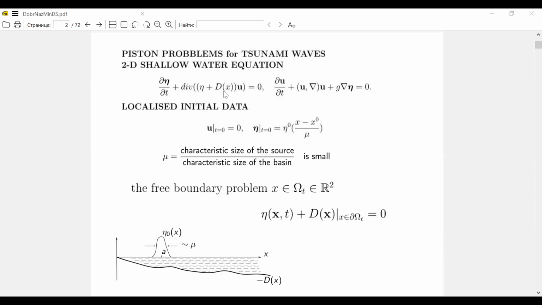So there are many applications of this equation. The first application is the tsunami wave, and in the mathematical sense, with some approximation, it could be considered like the Cauchy problem with localized initial data. This is such a function. And then we have a small parameter in this problem, and then we can use the asymptotic solution in this situation. So the small parameter is just the ratio between the characteristic size of the source and the characteristic size of the basin. For instance, the length of a tsunami wave is about 50 or 100 kilometers, and if the basin is several thousands, then the parameter is rather small.